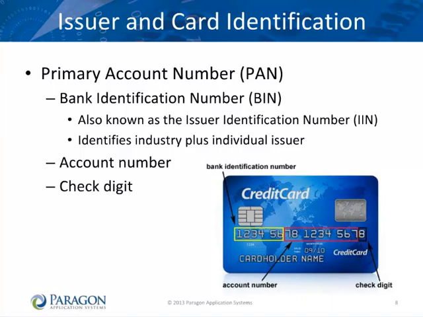So, the first 4 to 6 digits is called the BIN, or the Bank Identification Number. It is also known as the IIN, or the Issuer Identification Number. The digits immediately following the BIN indicate the account number. The last digit of the PAN is called the check digit.